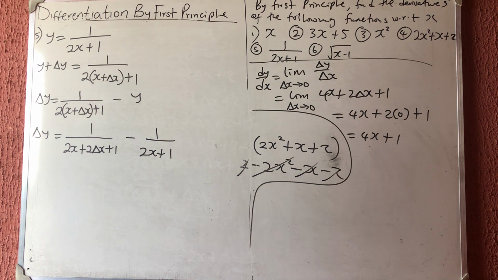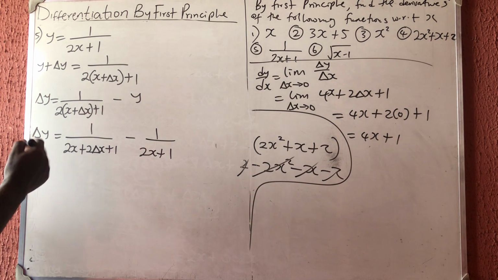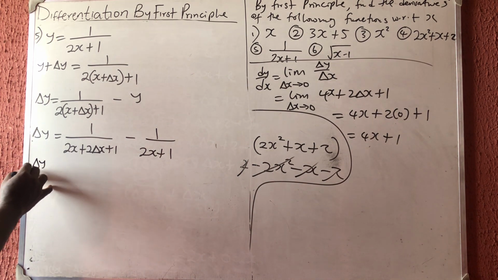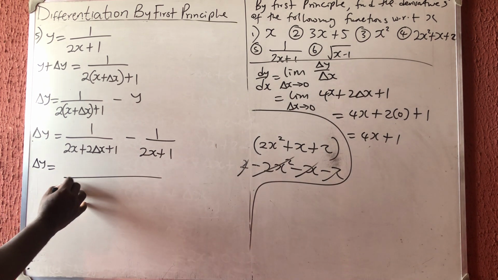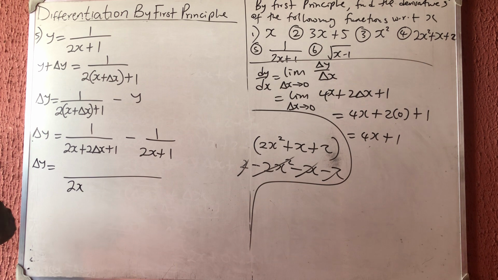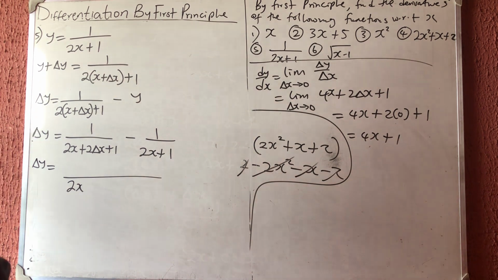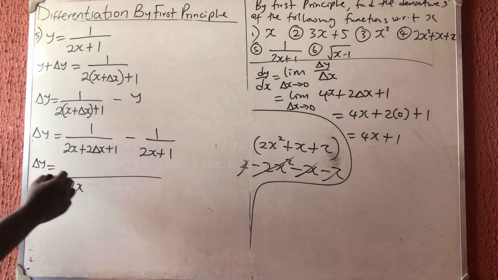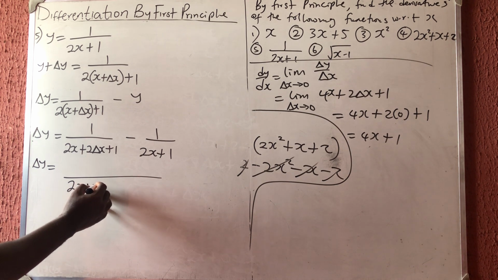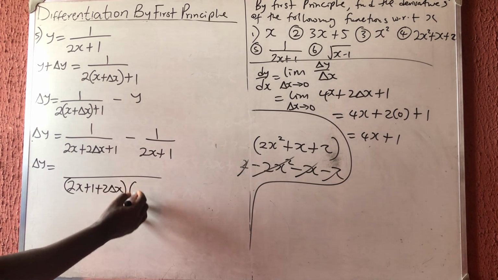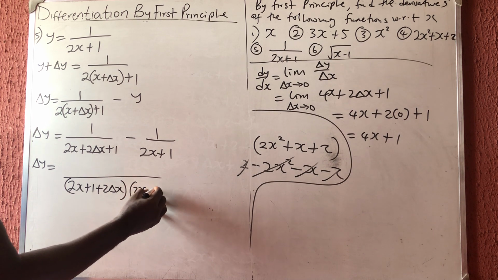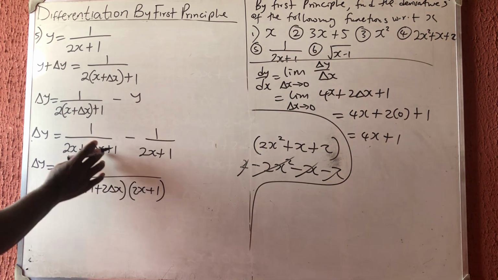So now, let us go by LCM. Let us solve the fraction. If we solve the fraction, we are going to have that change in y is equal to what? LCM is the two of them. LCM is 2x plus 1 times 2x plus 1 plus 2 change in x. When these two divide this, I have this.